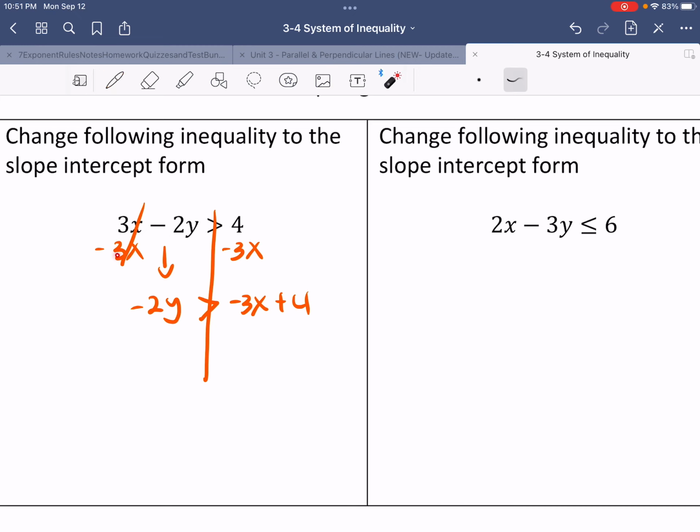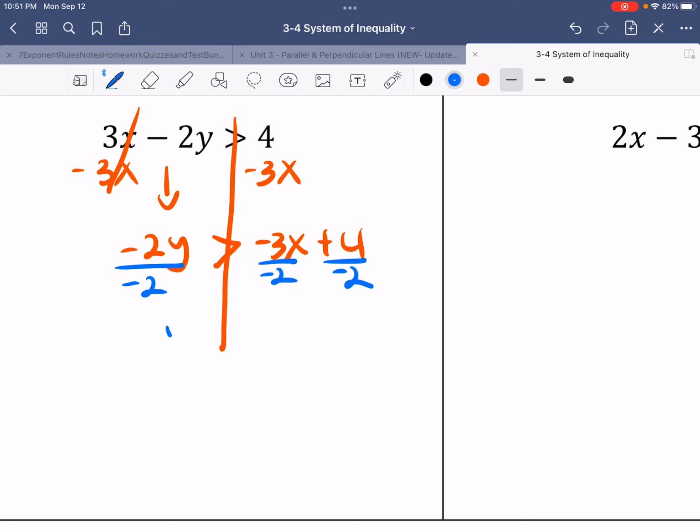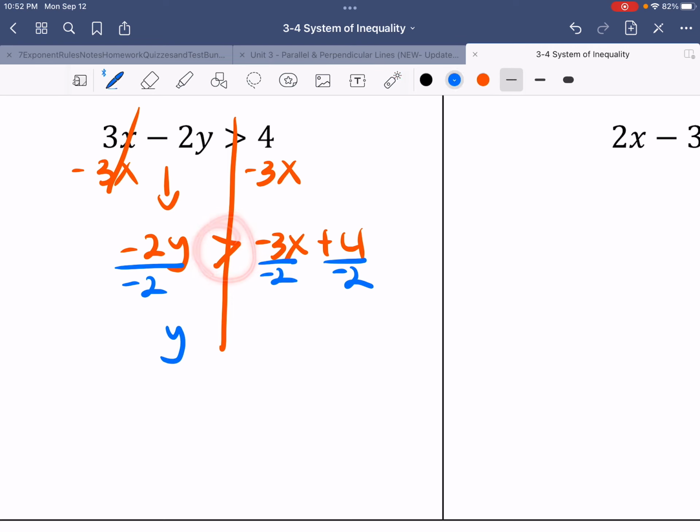As you can see, I subtract 3x from both sides, and since I have negative 2y left over, I bring it down. Negative 3x and 4 cannot be combined since 4 doesn't have an x, so I just bring this 4 down here, okay? And at the end, I divide every single term by negative 2. Whenever you divide by a negative number on both sides, the inequality symbol flips to the other side. So negative 3 divided by negative 2.